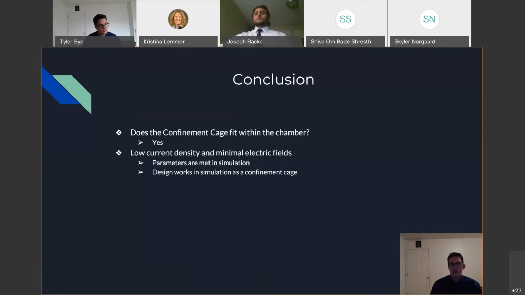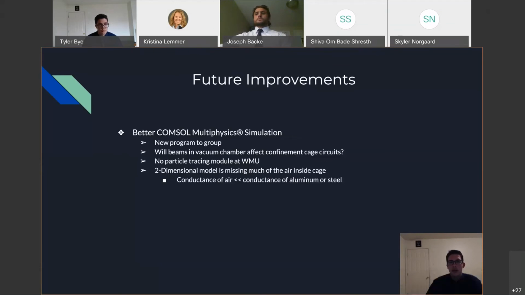In terms of electrical parameters, those weren't met, as previously mentioned in the simulation. And because the design works in the simulation, it validates the confinement cage. While we have worked on this design during the semester, there's always room for improvement. The one thing we thought could probably have been done better was the multiphysics simulation.